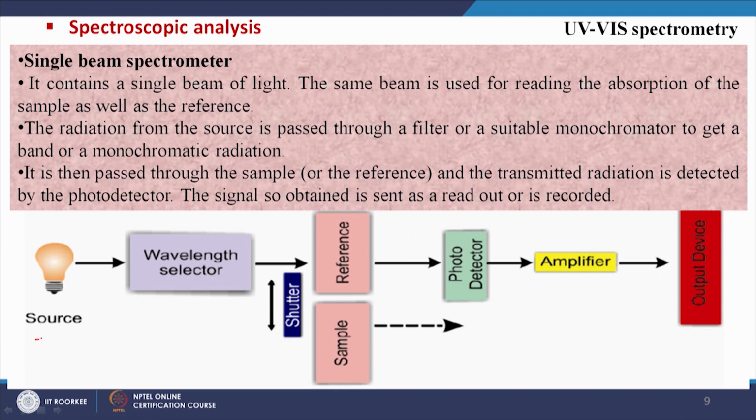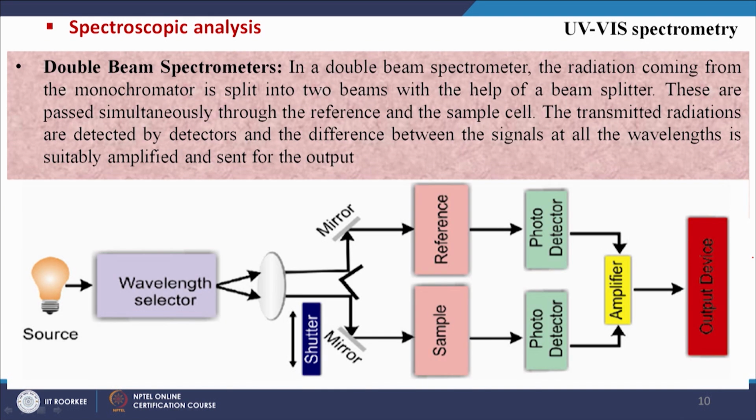So, here is the light source. Then the wavelength selector, the monochromator, is there, as we need to produce monochromatic light. Then shutters are there, which allow the passage of this light. So, here it is going to the reference, and at other times it will be passing through the sample, not at the same time, because it is a single beam; from this we are getting one beam only. Then it goes to the photo detector, where the signal is formed and amplified, and then it goes to the output device.